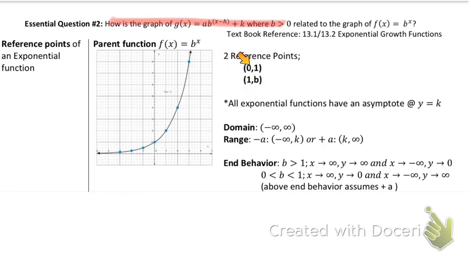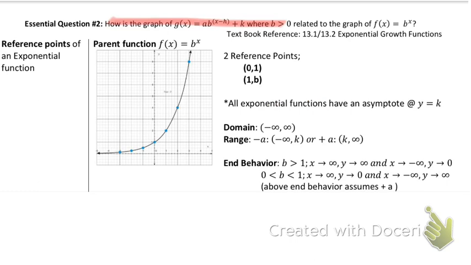The first point we want to start with when we have an exponential function, when our power is a variable like this one, is (0, 1). That's going to be our starting point. The next one is going to be (1, B). B stands for the guy being raised to the power. So whatever your B value is, it'll be raised to the power.